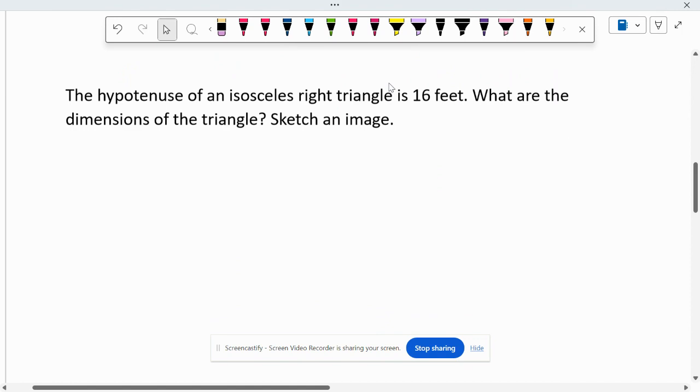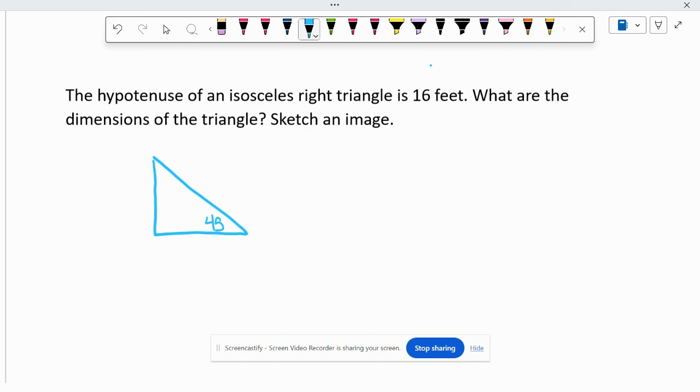Hypotenuse of an isosceles right triangle. What kind of a special right triangle is that? If it's an isosceles right triangle. 45, 45, 90. So I'm going to put a 45 degree right there, my right angle here, and I'm going to mark those as congruent. The hypotenuse is 16 feet. What are the dimensions of the triangle? So I need to figure out one of the sides. What do you want to do?